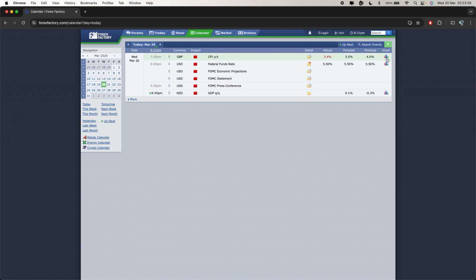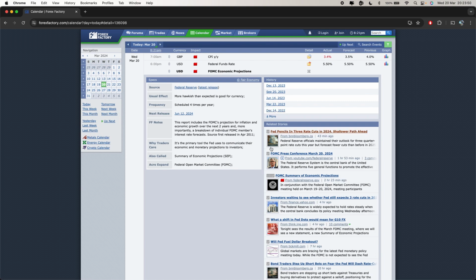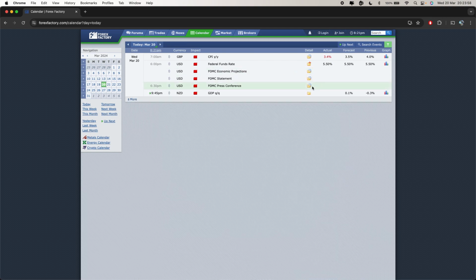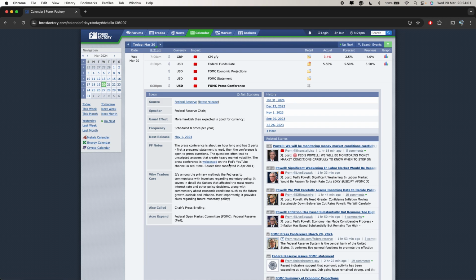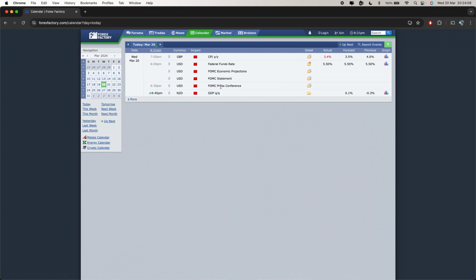If it has a little graph, a bar chart next to it, those are the ones you want to focus on. As you can see, we've got these three that I've just highlighted. Those three are just statements. You can click this little box over here and read anything that's there. It tells you exactly why traders care. Sometimes they release actual statements that you can download from the press conference. If you click on this little hyperlink, it will take you to another website. You can read the news and understand exactly why the news came out the way it did, whether it's positive or negative.